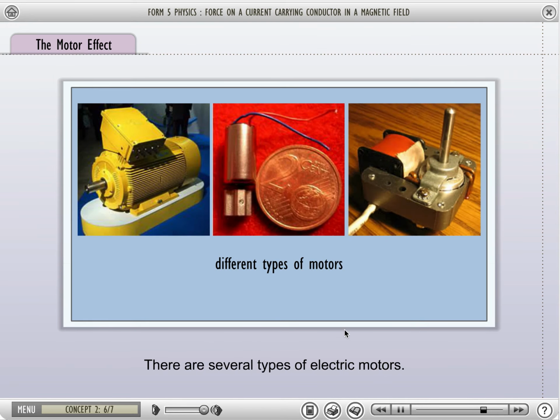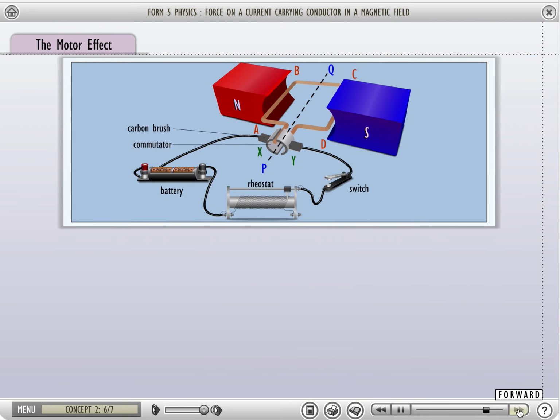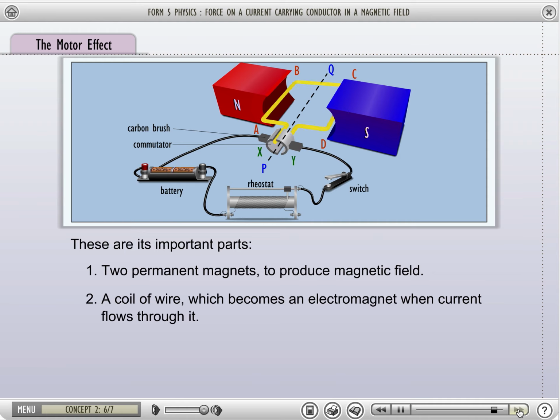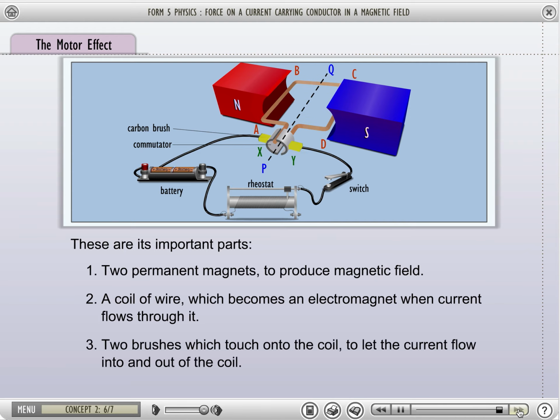There are several types of electric motors. These are its important parts. 2 permanent magnets to produce magnetic field. A coil of wire which becomes an electromagnet when current flows through it. 2 brushes which touch onto the coil to let the current flow into and out of the coil.